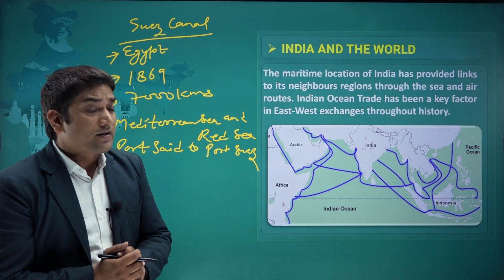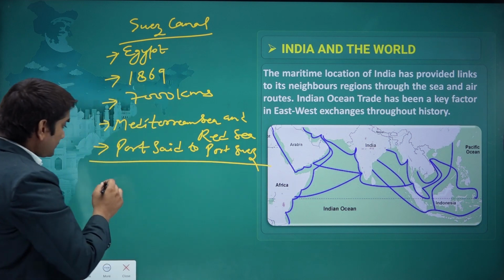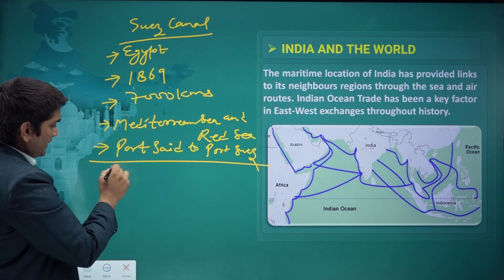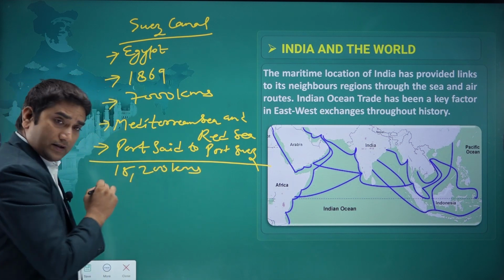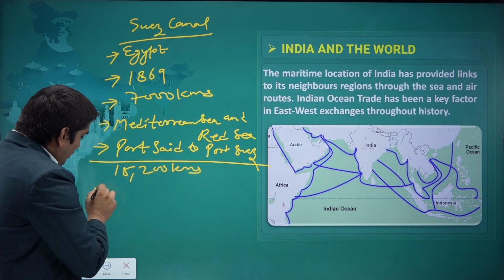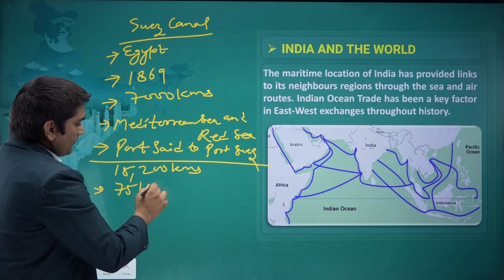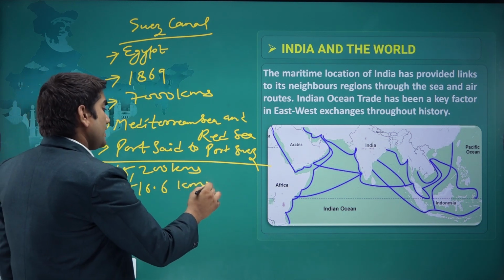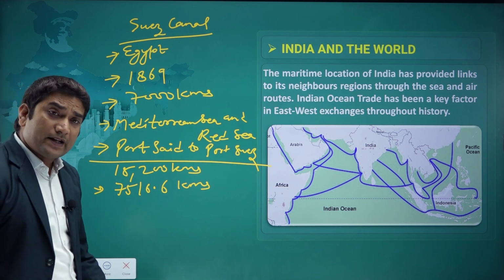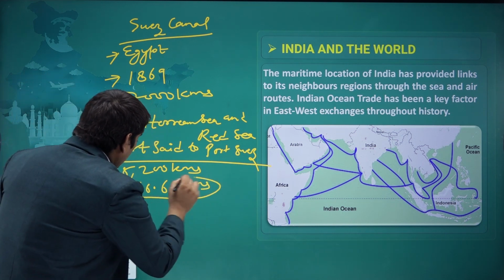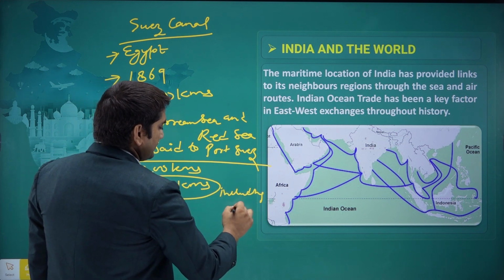Vast coastline means, as I told you earlier, that the total land boundary of India is 15,200 kilometers. Now we are talking about the coastline of the country. The coastline of the country is 7,516.6 kilometers, including islands.